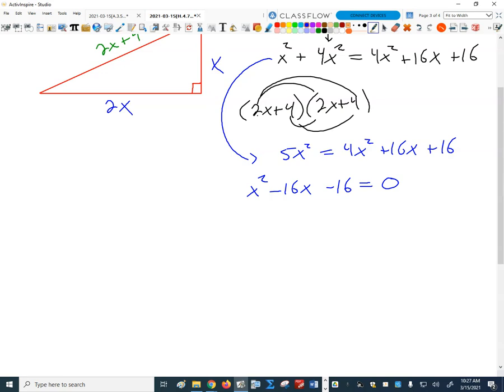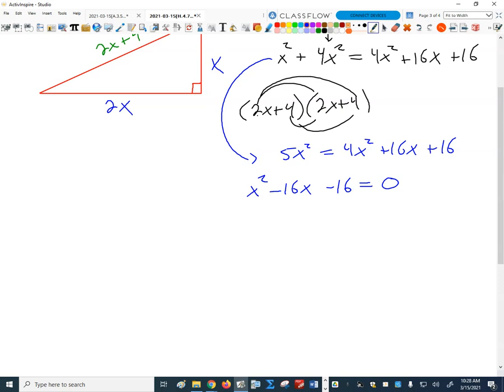Give me a 1 to 5, everybody. How we doing so far? Okay, okay. Now we have a quadratic equation in standard form, and so all we have to do here is just solve this thing, right?